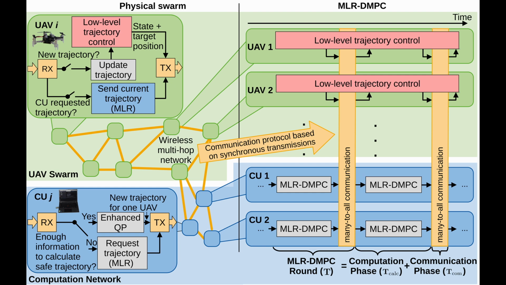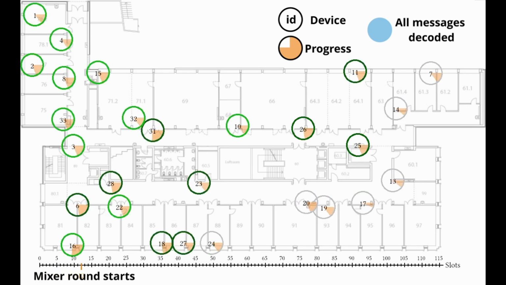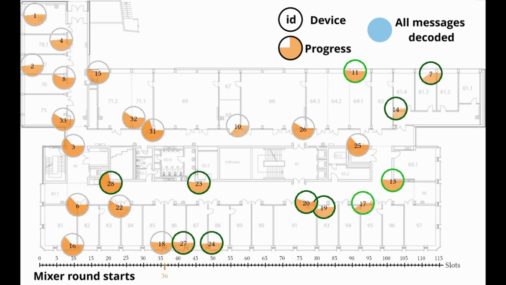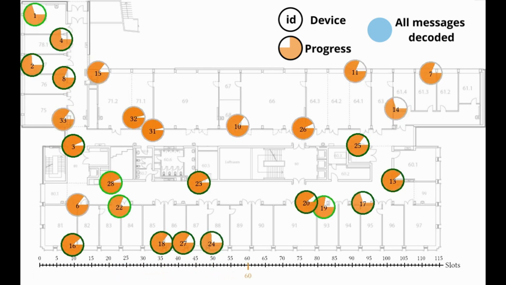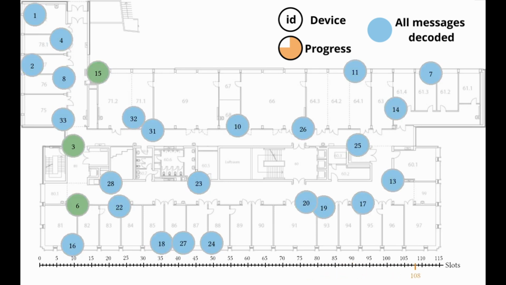All agents in the swarm communicate over a wireless multi-hop network. For efficient communication, they use the Mixer protocol. Mixer uses the concept of synchronous transmissions. The devices communicate in multiple synchronized slots, flooding information through the network. This creates an all-to-all communication topology. When a device sends data, all devices receive it with a deterministic and predetermined latency.